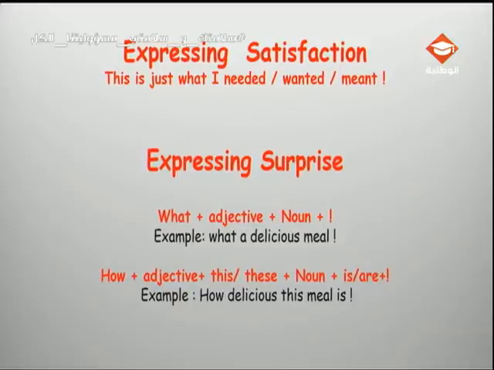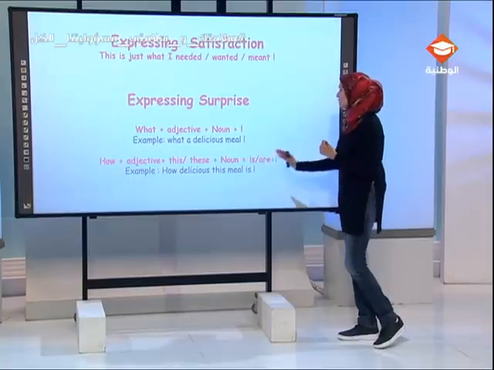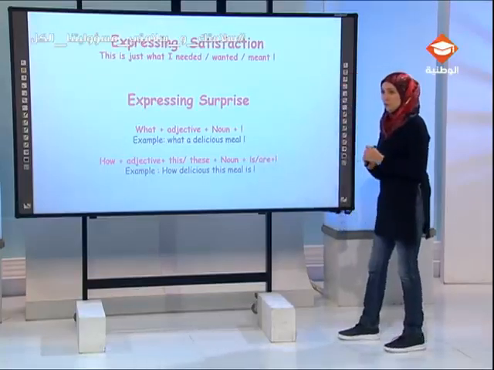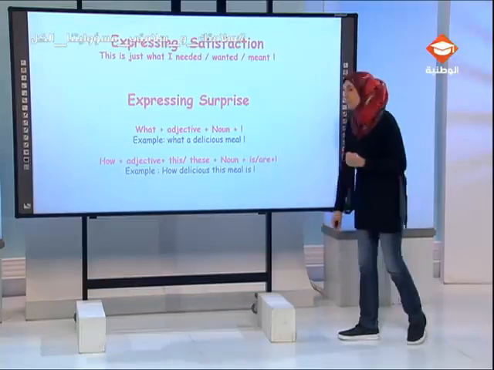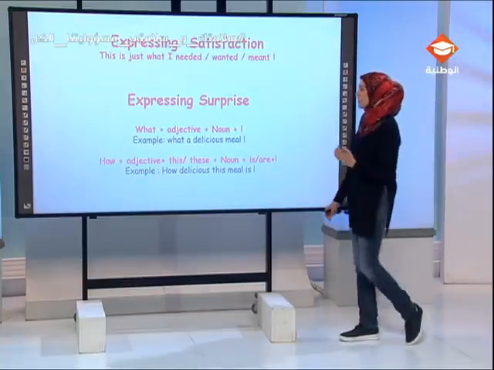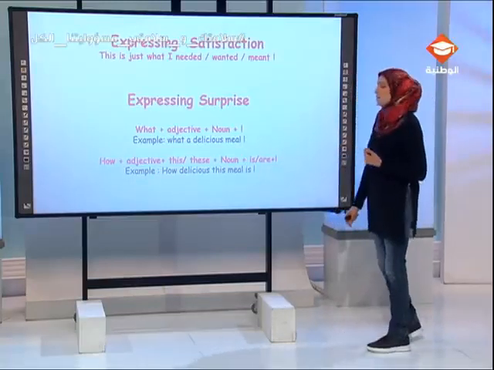The second structure is, with the example number 2, how delicious this meal is. So how plus adjective. It depends on the adjective of choice. And we can write this or these. Here we depend on the noun after this or these. If it is a singular noun, we use this. Or if it is a plural noun, we use these. Then is or are, and you know now the difference. Of course, don't forget the exclamation mark. And it goes like this: how delicious this meal is.